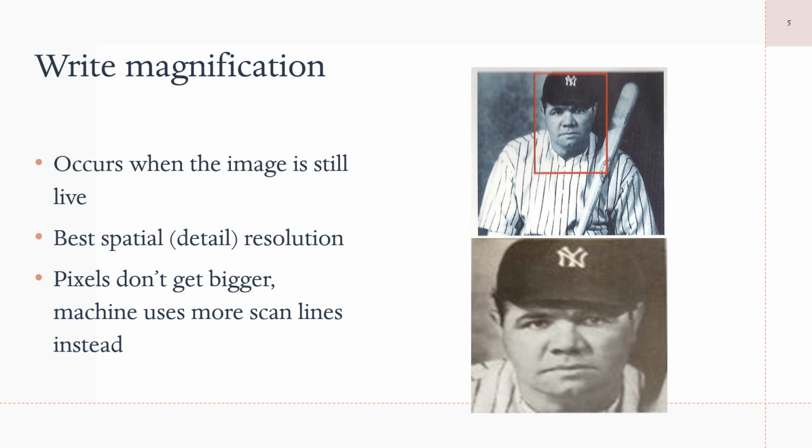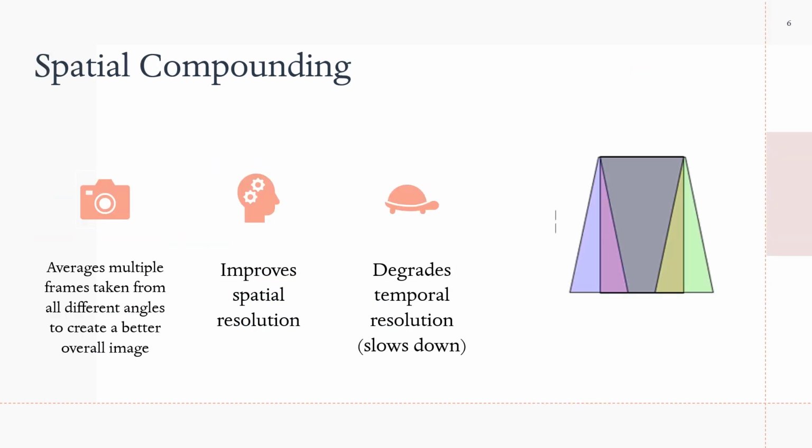Then the machine will send down all scan lines and use all pixels to create a better spatial resolution or detail resolution. So we're getting the best resolution of this image using all pixels, all scan lines. So the pixels don't get any bigger, and the machine sends more scan lines down and creates a better image before we freeze. So the next pre-processing function is spatial compounding.